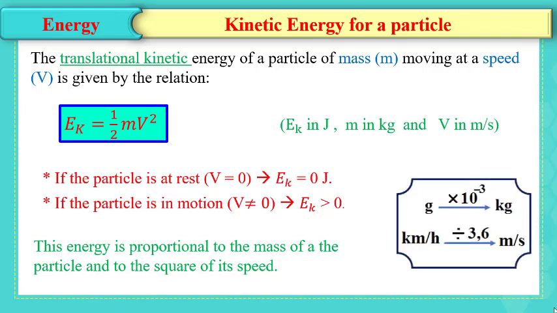Note that we should use the SI units, so to convert from gram to kilogram, we should divide by 1000 or multiply by 10 to the power minus 3. And from kilometers per hour to meters per second, we should divide by 3.6.